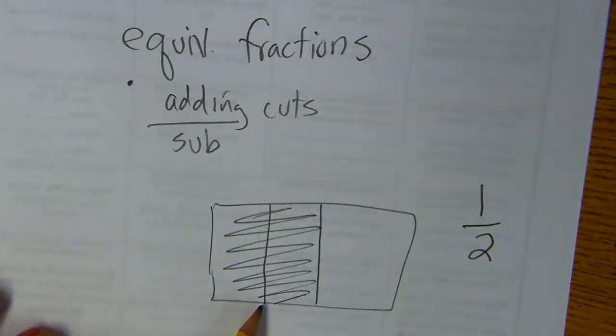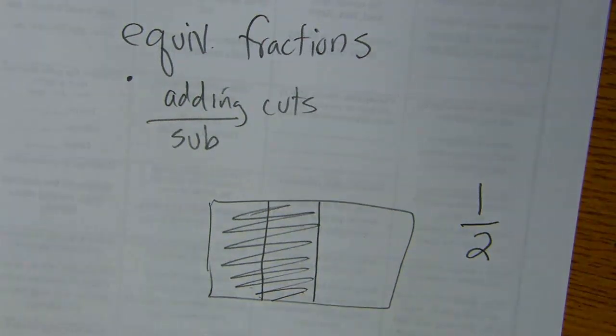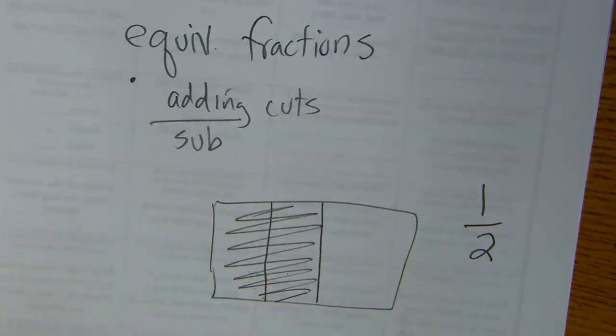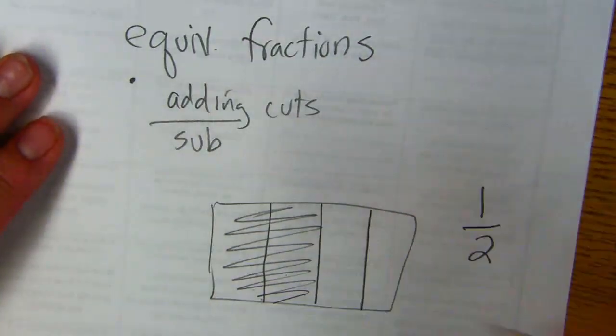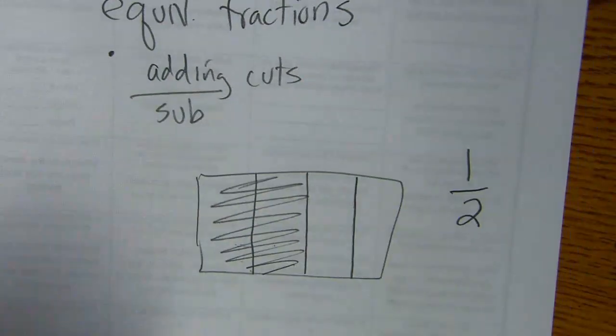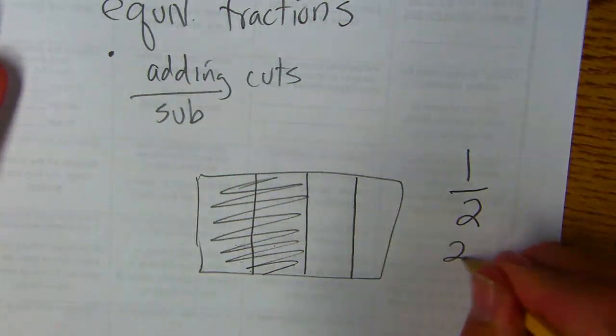Now, the only thing that I want to say is all the pieces have to be equal for it to be a fraction. Is this equal? No, these are baby slices. That's a big one. So when you add cuts, they all have to be equal. All right, now, have I added any pizza? No. Have I thrown in any more ingredients? No. Have I done any more shading? No. All I've done is add cuts. What do we have now? We have 2/4.